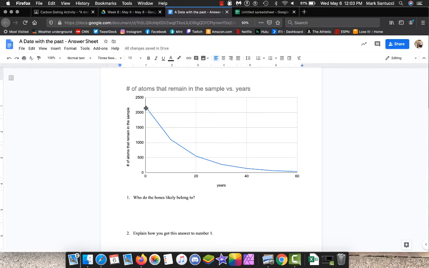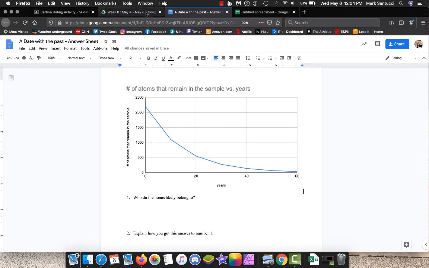So in our case, we started with 2,200 atoms. If I were to tell you that I found skeletal remains where half of the atoms had been lost, you could say half the atoms are gone, so half of 2,200 is 1,100. I could come down to my graph at approximately 1,100. I could draw a line over to where my graph is, and I could come down, and where I drop down, that's how many years old that skeleton is. In that case, it would be 10 years old.